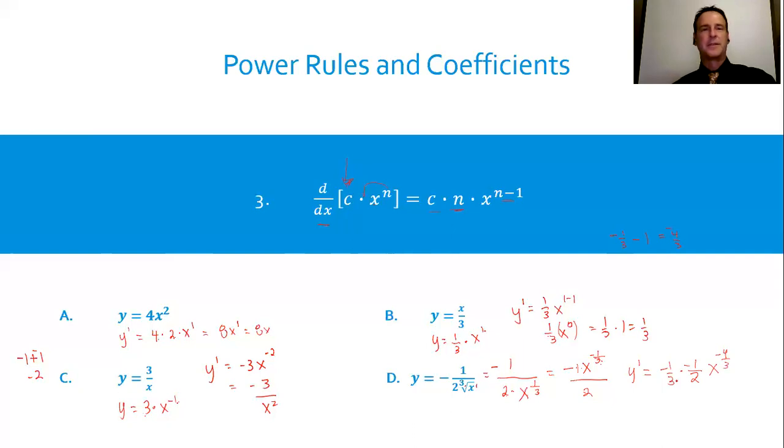And then we can make this look a little nicer. A third times a half is really a 6, and it is positive because a negative times a negative is a positive. And this x to the negative 4/3 is really x to the positive 4/3 when you put it in your denominator. All right, questions? All right, let us move on then.